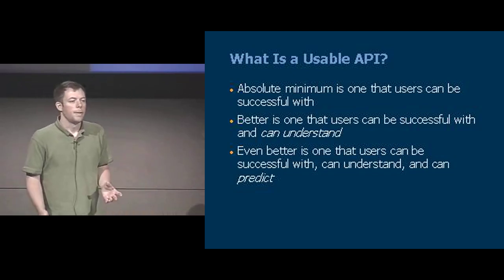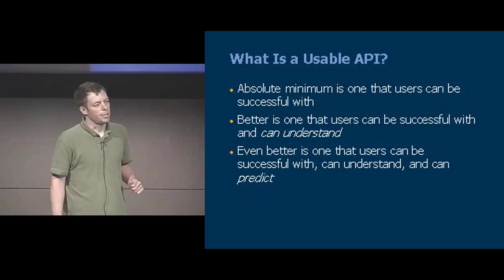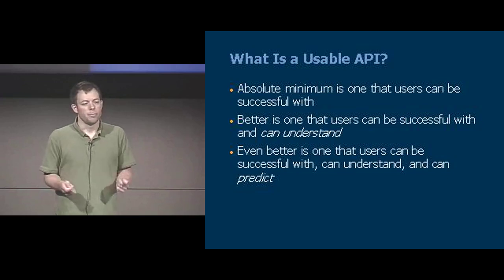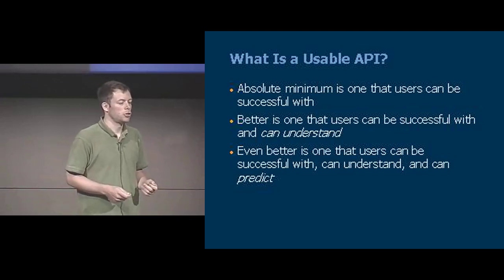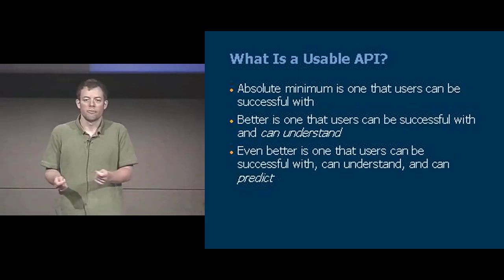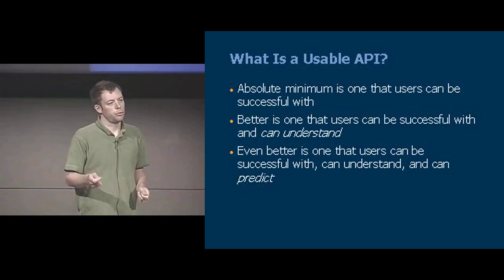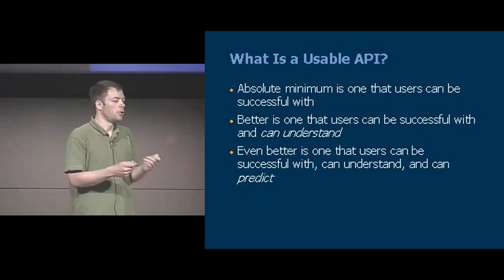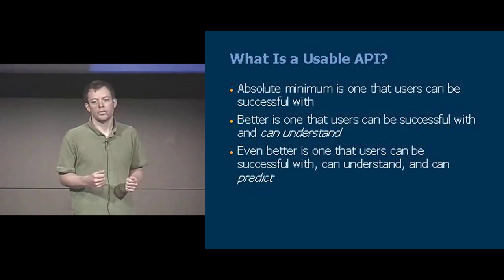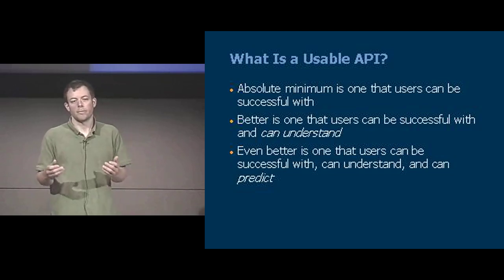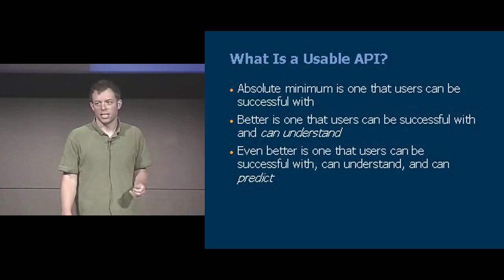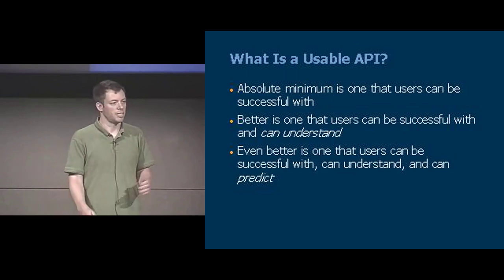To begin with, many people, when they start thinking about API usability, assume that it means an API that people can be successful with. So imagine an API for file I/O. The assumption is that a usable file I/O API is one that users can pick up and build applications that write lines of text to a file, or read lines of text from a file. And if they can do that successfully, well then, yeah, the API is usable. That's fine, we're good to go.